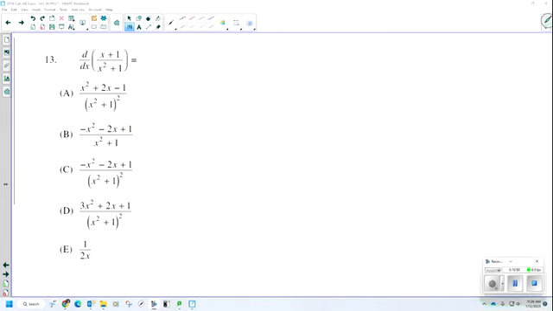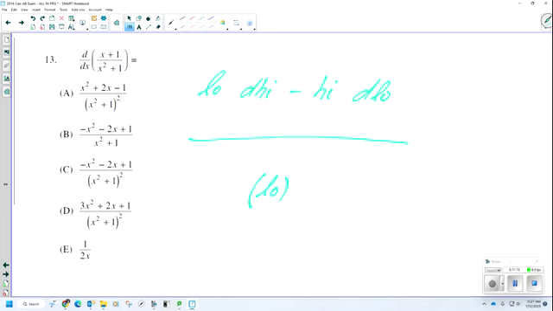Number 13. Straight derivative. It is a fraction, so I'm going to use the fraction rule, the quotient rule. Low d high, derivative of high, minus high d low, derivative of low. I draw a line and I square below. Low d high minus high d low, draw a line and square below. My low is this. My high is the numerator.